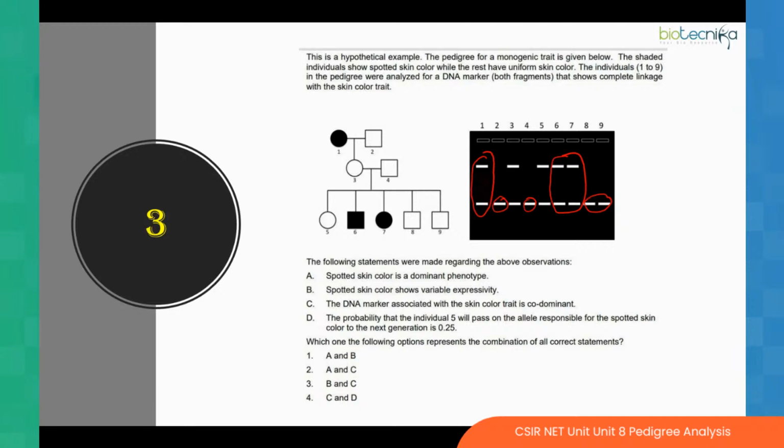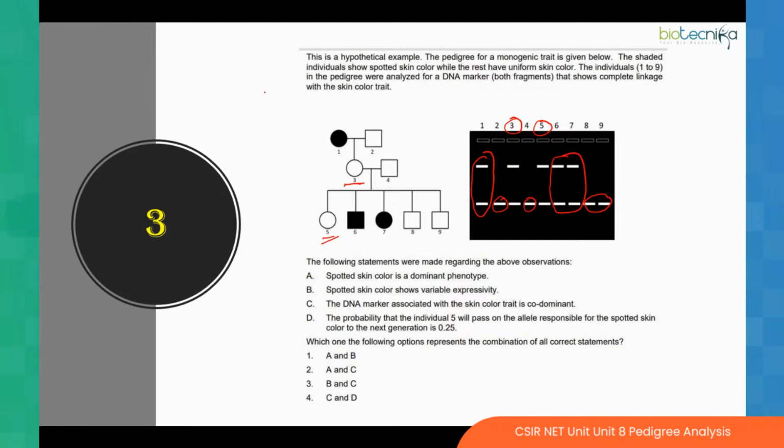Okay. Now, at the same time, we see two individuals, individual 3 and individual 5, who have 2 bands, but still they are not affected. 3 and 5, they are not affected. Okay, so they have 2 bands, which ideally should make them have the trait.